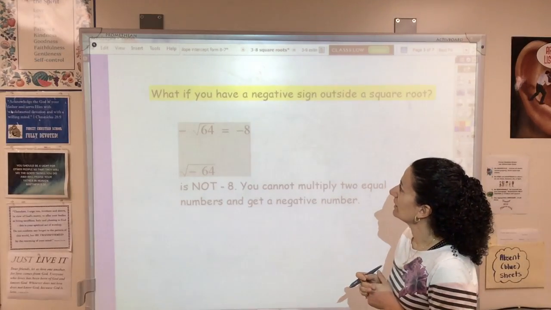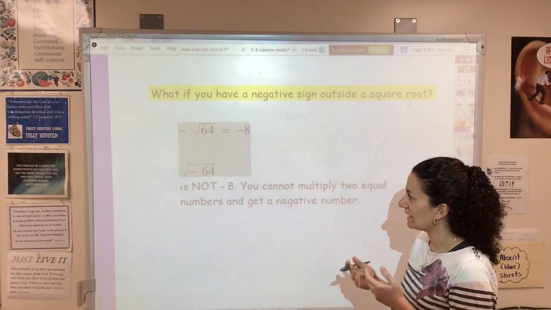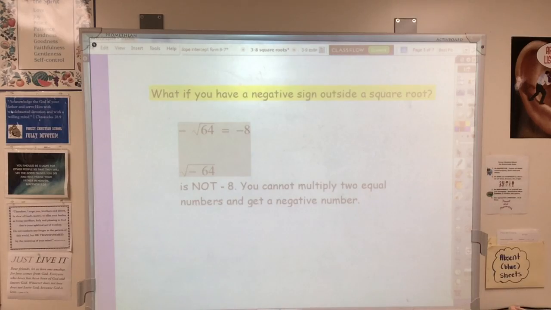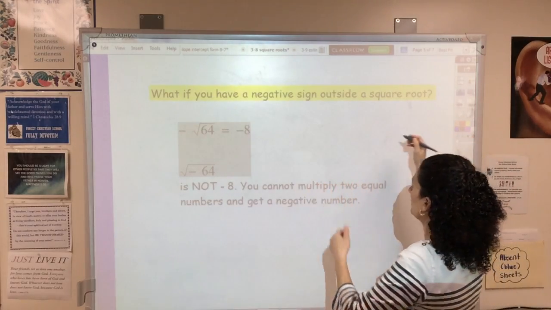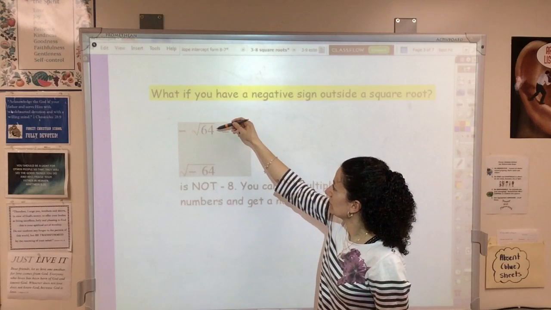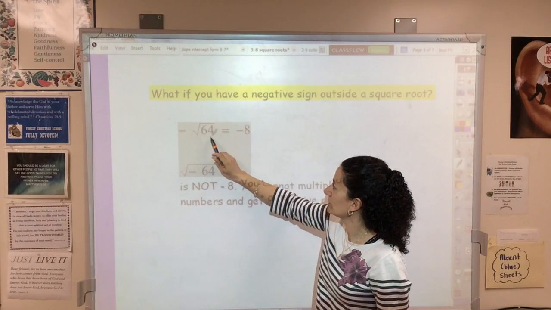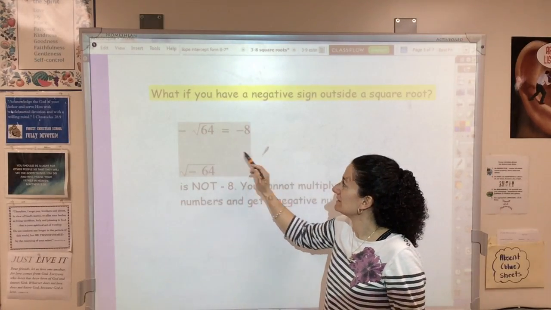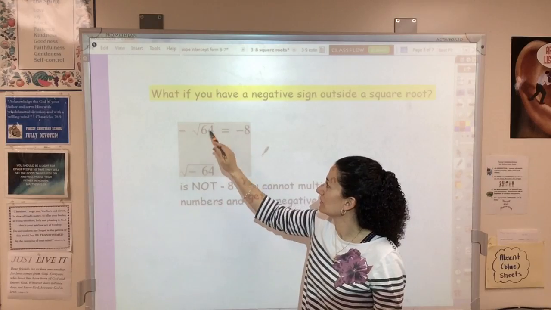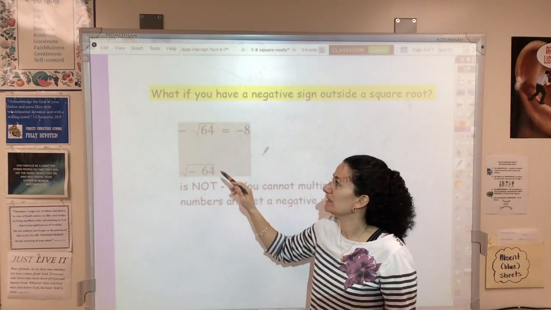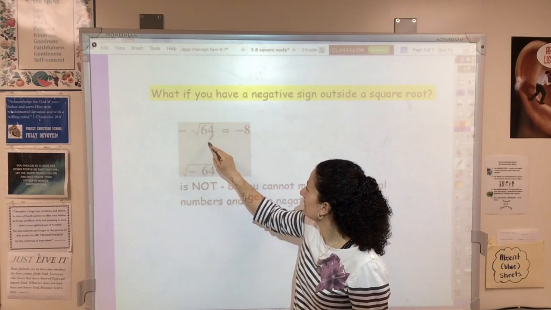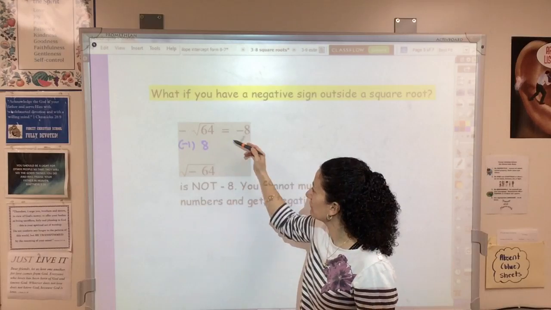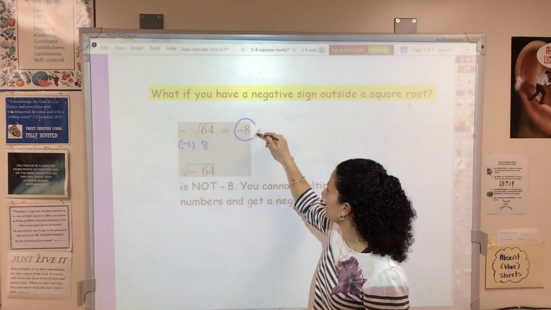So take a look at this other example, and it's the same concept I just demonstrated. What if you have a negative sign outside the square root? This is just like the last problem we did. If you have a negative outside the square root, first find the square root of the number inside the radical. The square root of 64 is 8. And then since the negative is outside the radical sign, we just add it to our answer. Because it's like finding the square root of 64, which is 8, and multiplying it by negative 1 after we find the square root. So that's how we get negative 8.